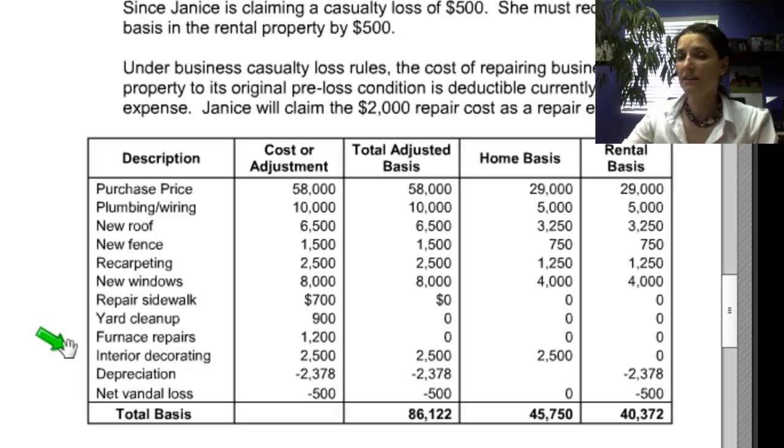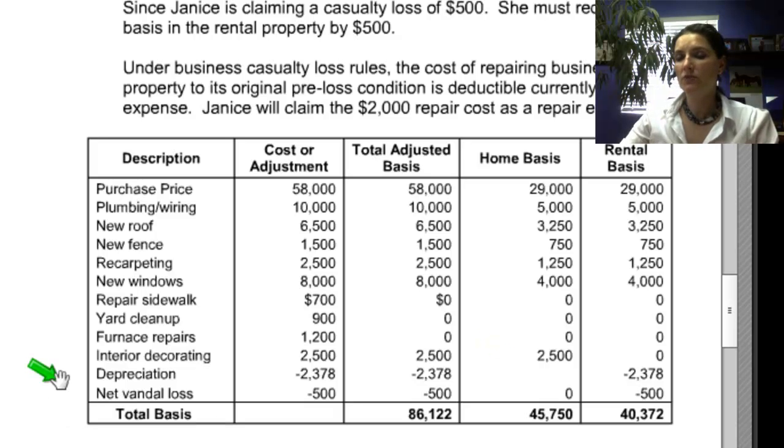Interior decorating, if we're talking about professional decorating where an interior designer comes in and there's all kinds of window treatments put up and color schemes and so forth, it can certainly be argued that those are improvements that improve the value of the property, but they are all on Janice's personal use portion. So we're going to allocate those to Janice's home portion. So you'll see we put the full $2,500 of the interior decorating onto Janice's side.